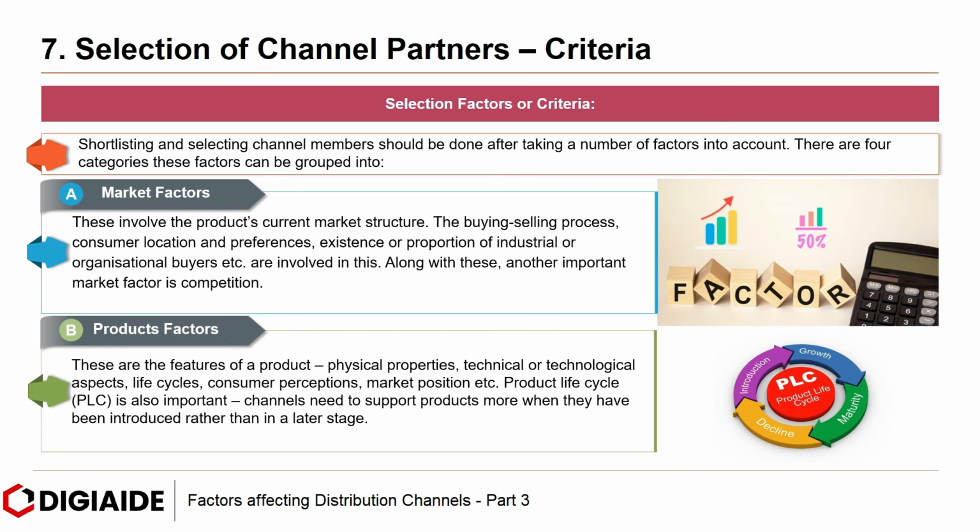Next comes product factors. These are the features of a product, as in physical properties, technical or technological aspects, life cycle, consumer perception, market position, etc. Product life cycle is also important. Channels need to support more products when they have been introduced rather than in a later stage.